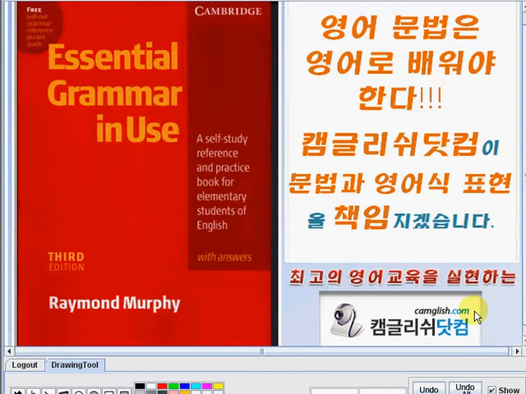For today, we will use the book Essential Grammar in Use, 3rd edition by Raymond Murphy. So what are we waiting for? Let's now begin.